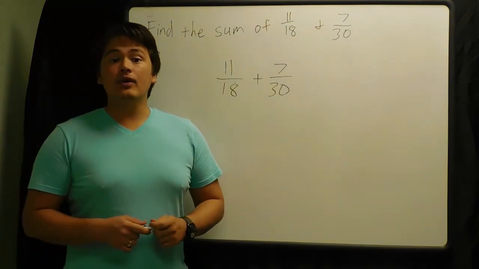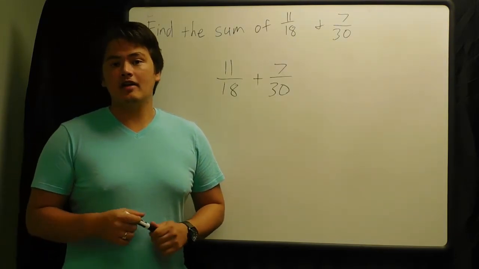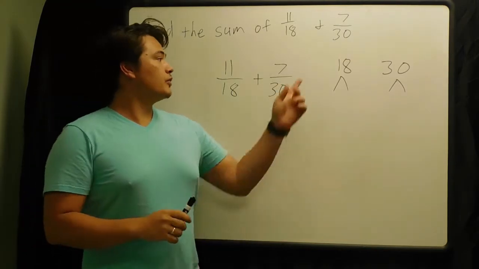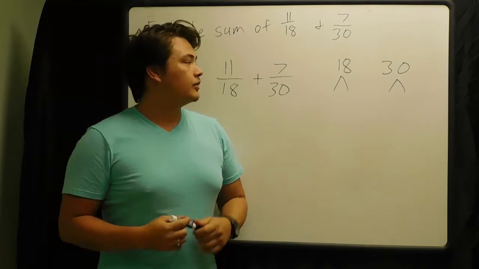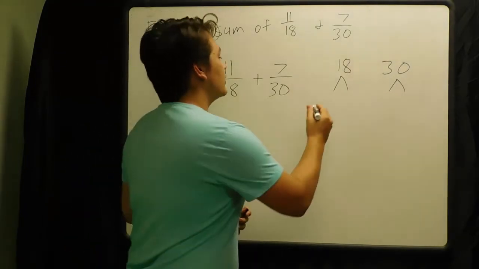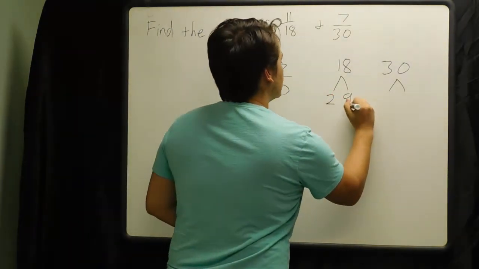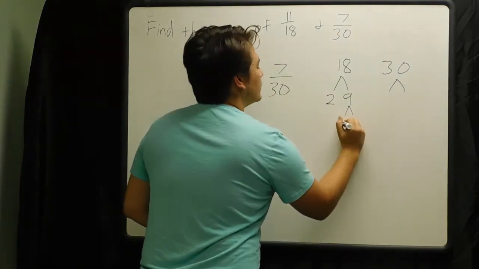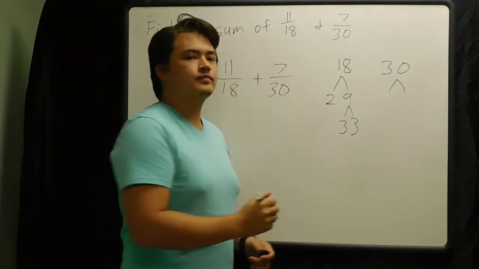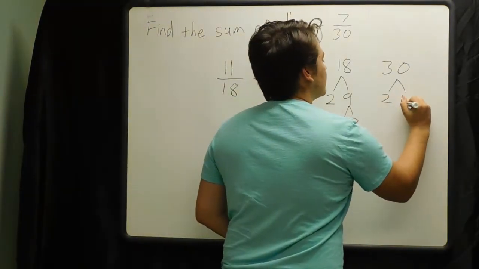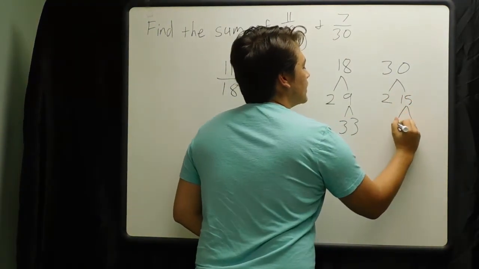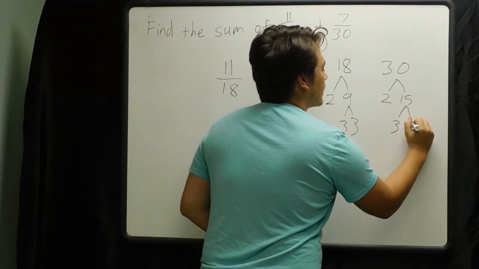Now let's just review how to find the LCM. What we're going to do is break down 18 and 30 into their prime factors. 18 can be broken down into 2 and 9, and 9 can be broken down into 3 and 3. For 30, we can break this down into 2 and 15, and 15 can be broken down into 3 and 5.